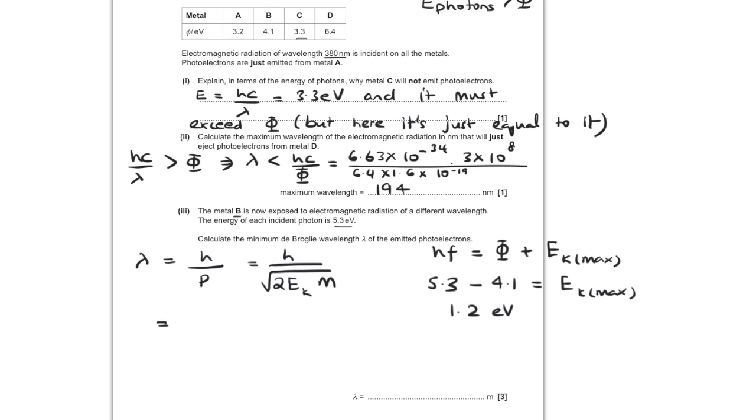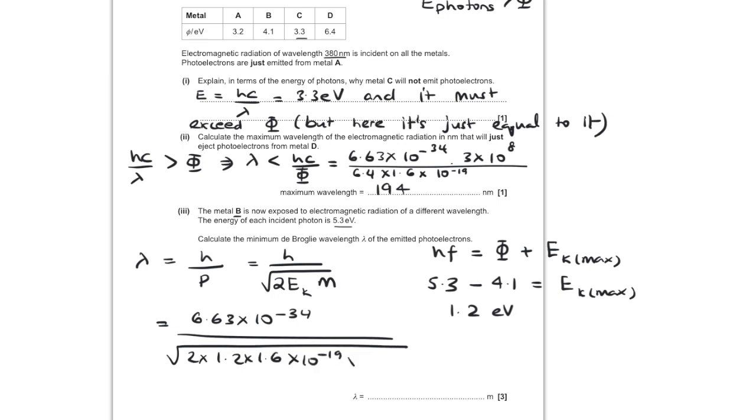So now all I have to do is pop it in here, which is 6.63 times 10 to the minus 34 over the square root of 2 times 1.2, again converted into joules, and the mass is 9.11 times 10 to the minus 31 kilograms. After all this, we end up getting a very nice answer, and that is 1.12 times 10 to the minus 9 meters, or 1.12 nanometers. Okay, let's see what the next one has.